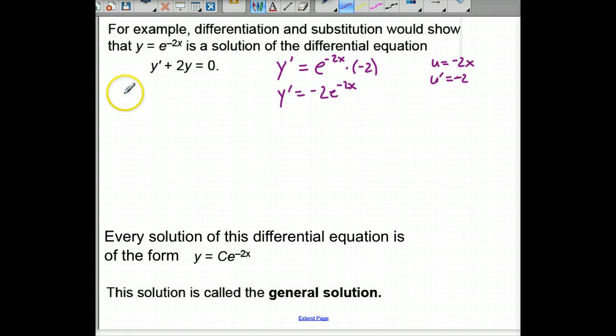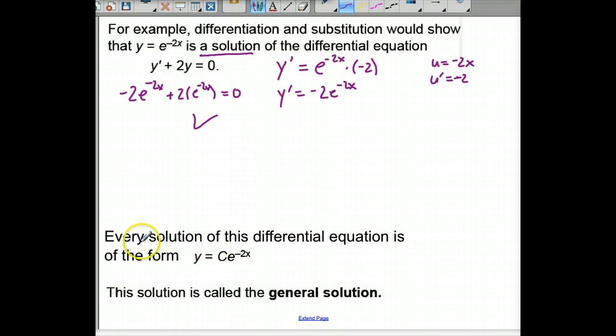Let's substitute that back in here. So negative 2 e to the negative 2x plus 2 times y, and our original y is e to the negative 2x. So you notice if you simplify those two, add them together, you do get 0. So it does work. So e to the negative 2x is called a solution of the differential equation.